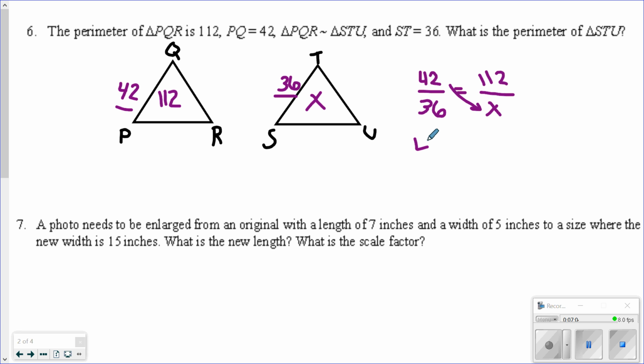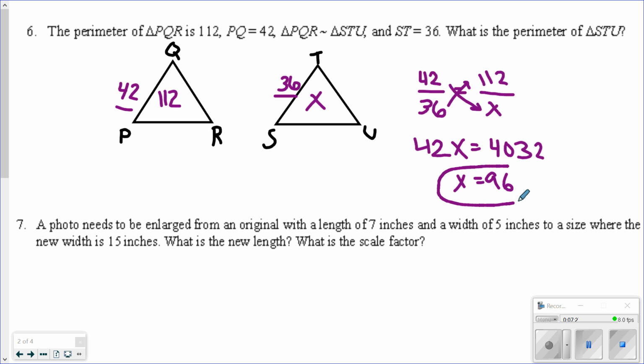42 times x is 42x is equal to 36 times 112. That's going to give me 4,032. Divide by 42 on each side. You end up getting that x is equal to 96, meaning that the perimeter of triangle STU is equal to 96.